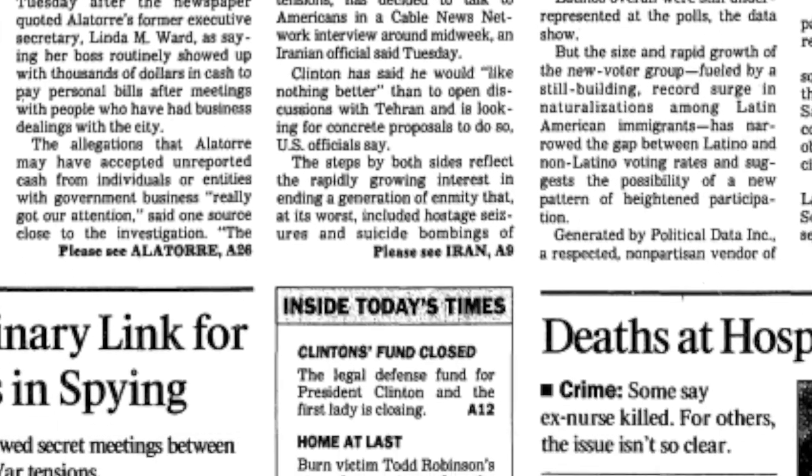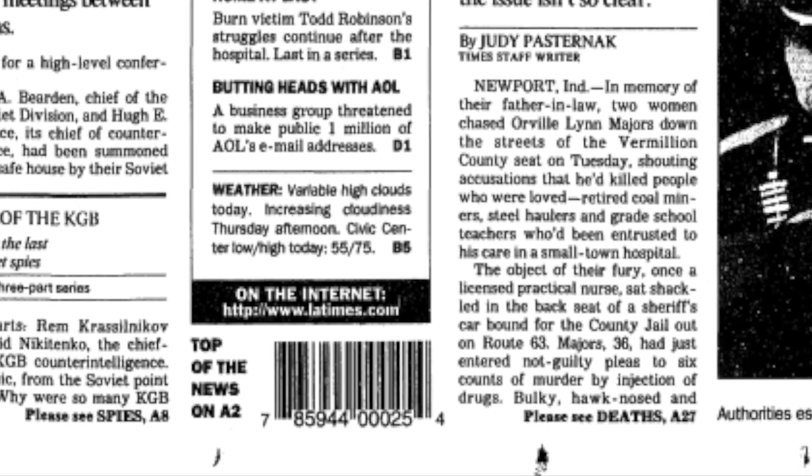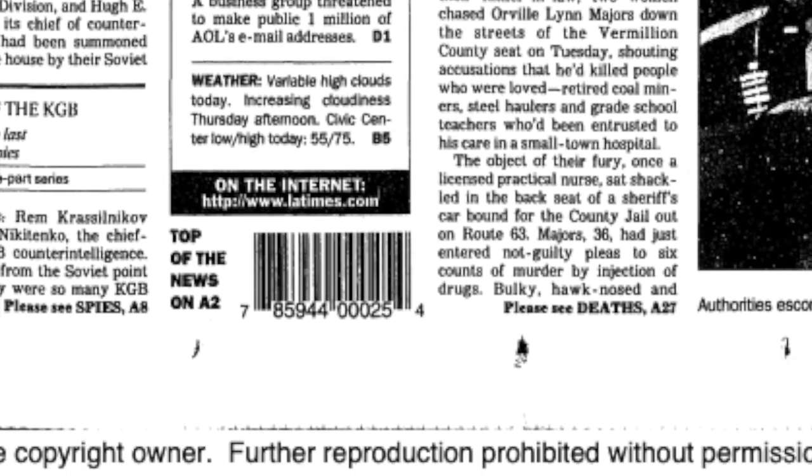On the same note, it was interesting to see the website of the paper featured at the bottom of the page. I wonder if they had any idea how much the internet would change the way they tell the news.